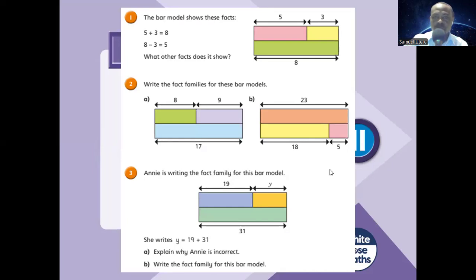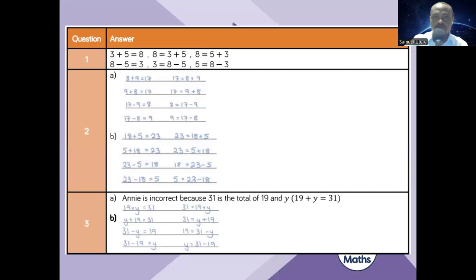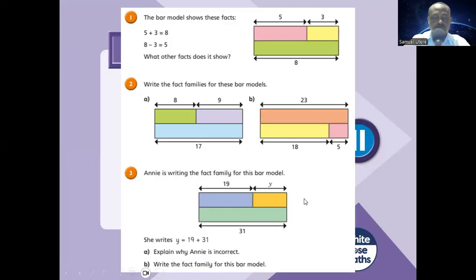Okay, assuming you've paused the video and you've worked through the questions, here are the answers. So these are the different fact families we can find from those bar models. There's not much explanation to do here. I'll just make a quick comment about question 2.